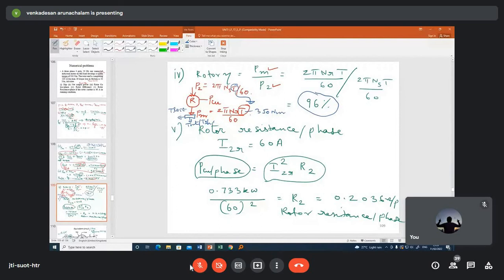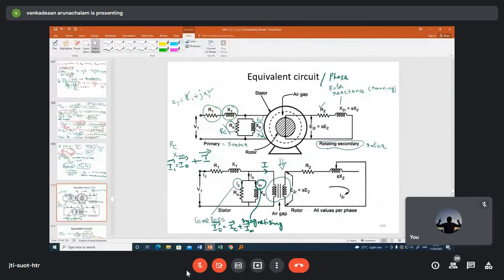Here, the equivalent circuit for the induction motor is very much similar to the transformer, because the induction motor, in other words, is called a rotating transformer. Why? Because it works on the principle of mutual induction, similar to the transformer. You have a stator in the induction motor that is very much similar to the primary side of the transformer. So here I have written it.